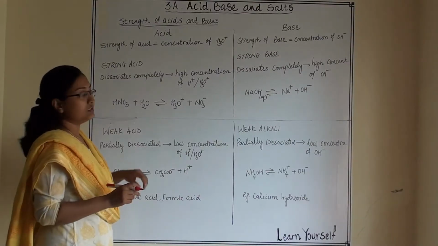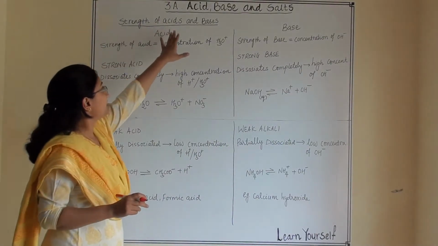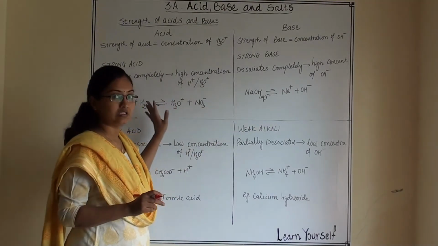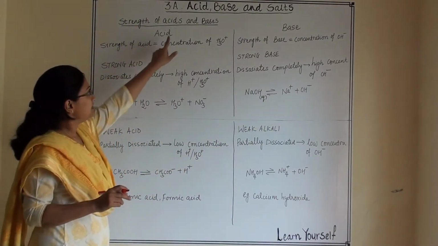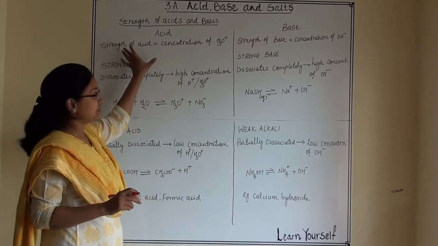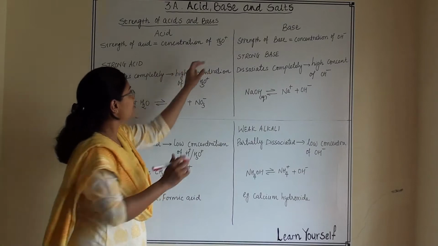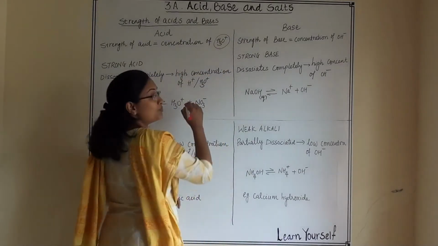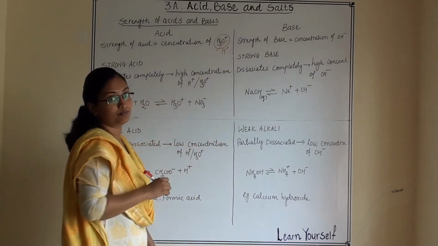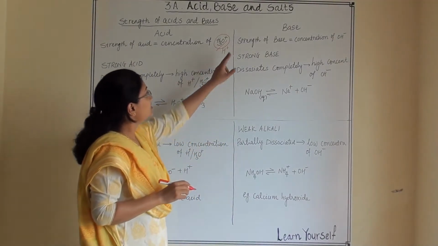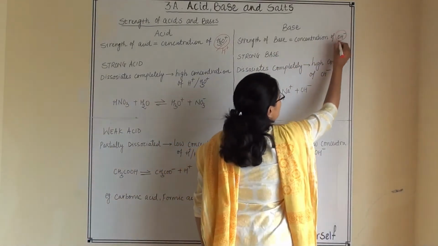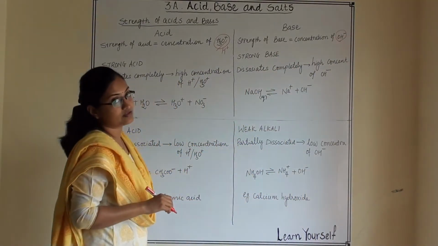Now let us see the strength of acids and bases, and the difference between them. The strength of an acid depends upon the concentration of H3O plus, the hydronium ion, or H plus ion. The strength of a base depends upon the concentration of OH minus ion.